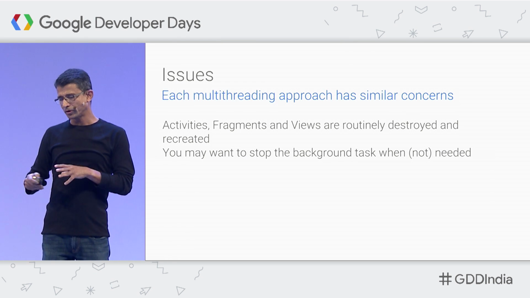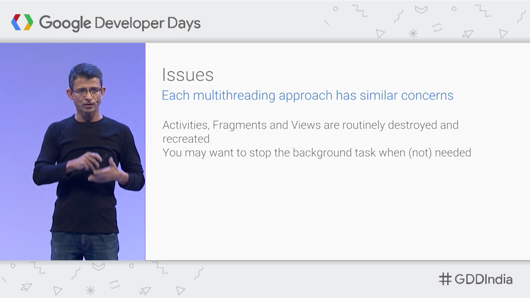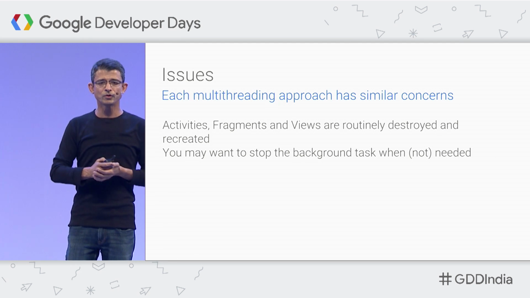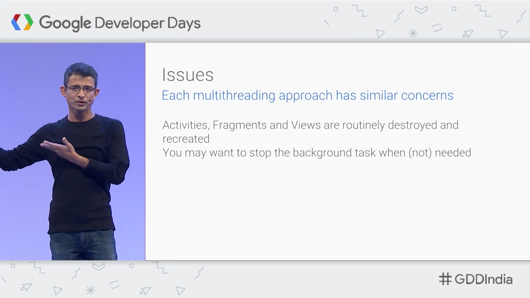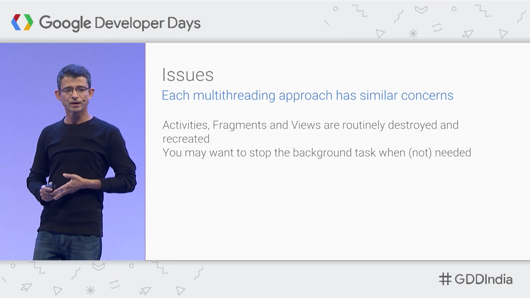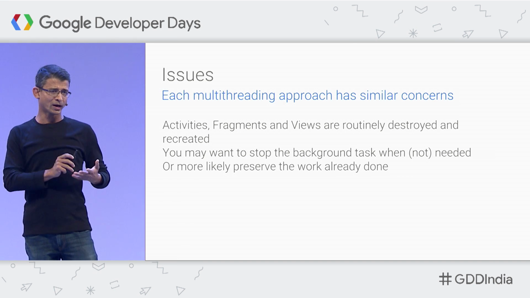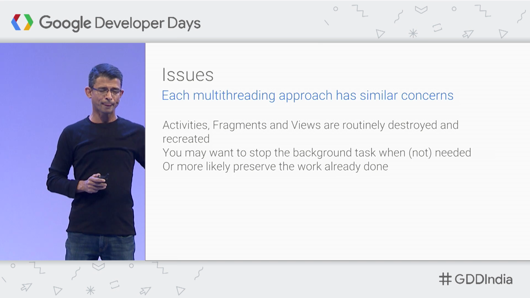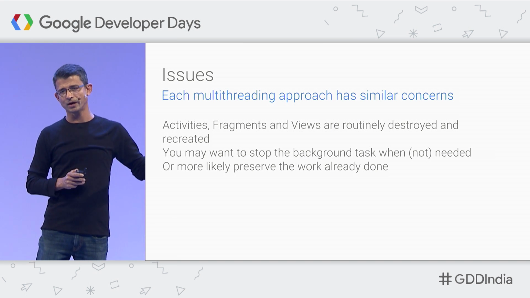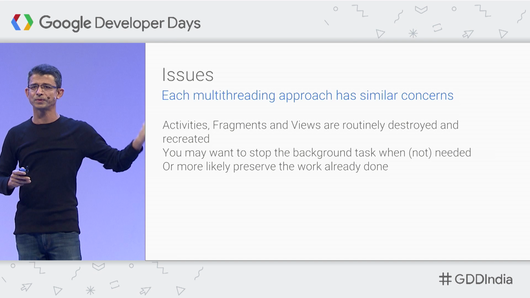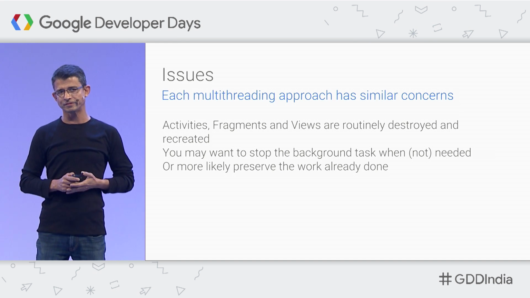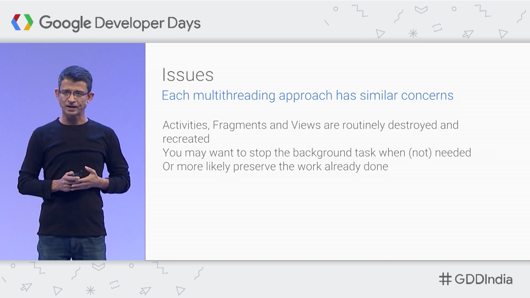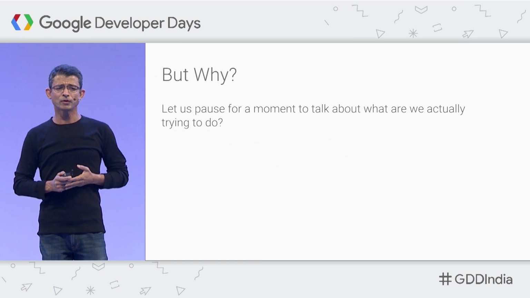So your main activity goes away or your main processing stops, but you may want to stop the background work because you don't want to continue to burn battery for no reason. At the same time, which is more likely, if you started some processing, you may want to preserve that work somehow. You don't want to just completely stop and throw away the work that was done in the last 5 seconds or so. So you may want to do all of that. So the question is, how do we actually deal with that?